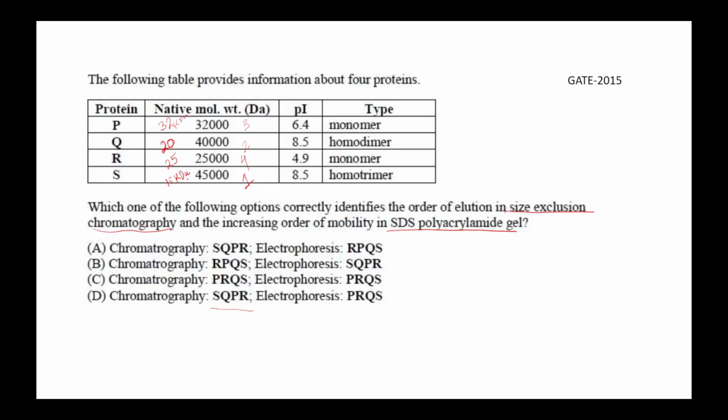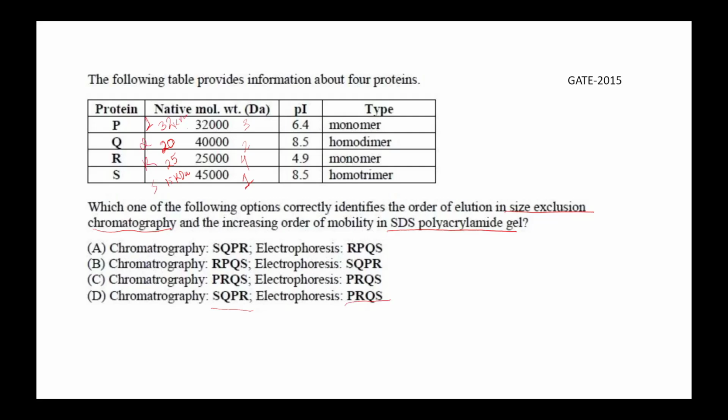So it has been asked in the increasing order of mobility. The lower mobility will be of the higher size of the protein. So now if we see the higher size, in the native form the highest size was S, but in the reduced form the highest size is of P, and then R, then Q, and then S. Okay, P, R, Q, S.